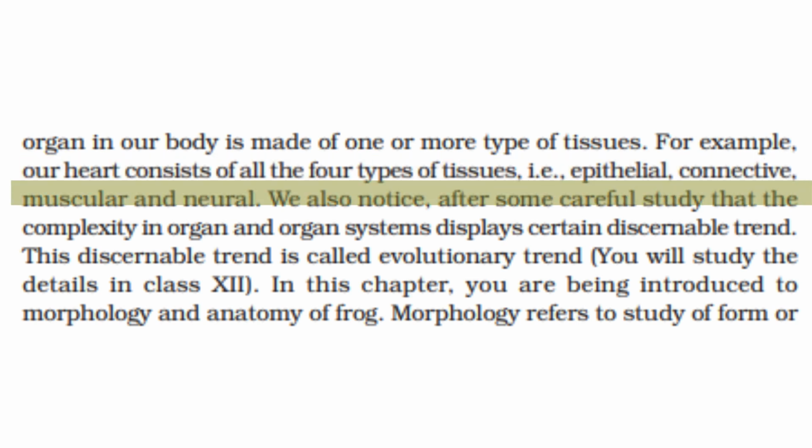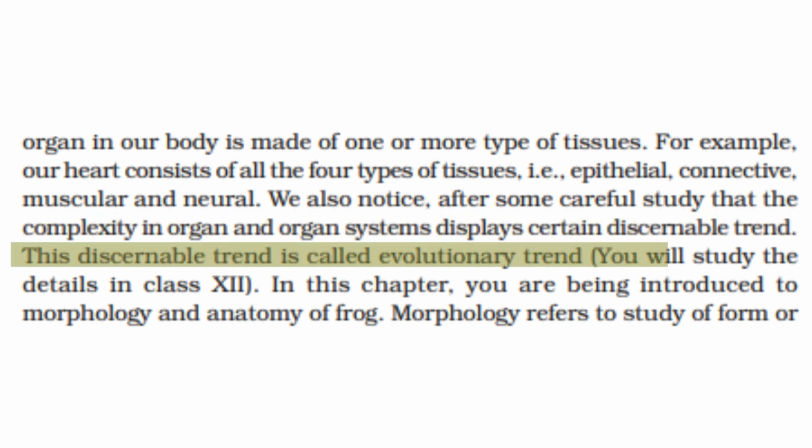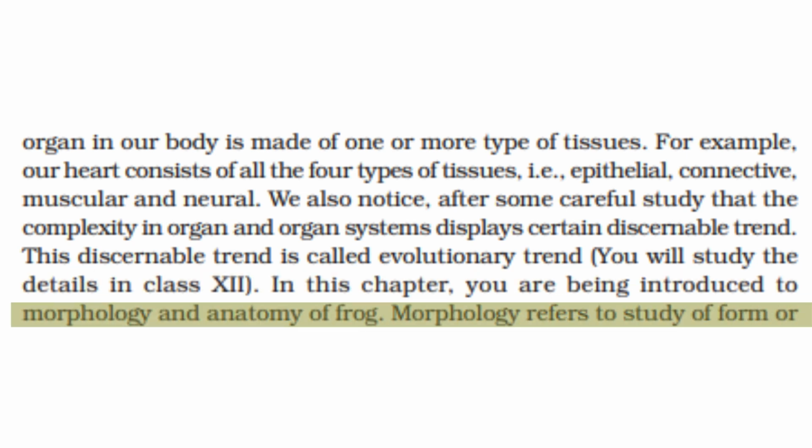We also notice, after some careful study, that the complexity in organ and organ systems displays certain discernible trend. This discernible trend is called evolutionary trend. You will study the details in class 12. In this chapter, you are being introduced to morphology and anatomy of frog.